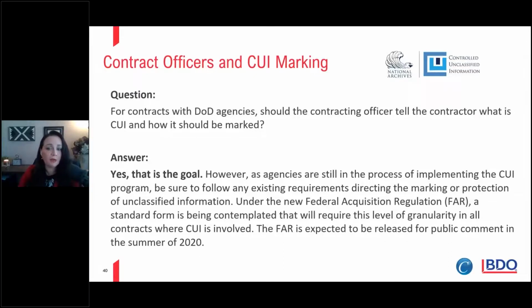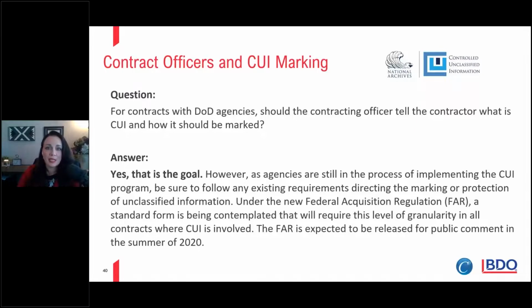Under the new Federal Acquisition Regulation, a standard form is being contemplated that will require this level of granularity in all contracts where CUI is involved. The FAR is expected to be released for public comment in the summer of 2020. Now, this was as it was stated on the ISU blogs.